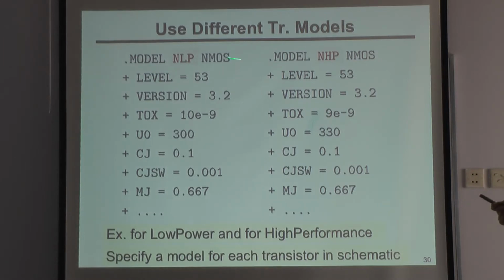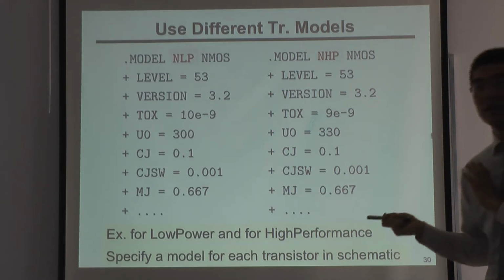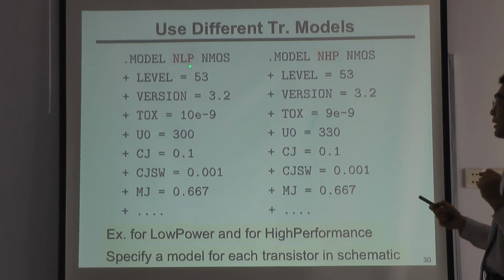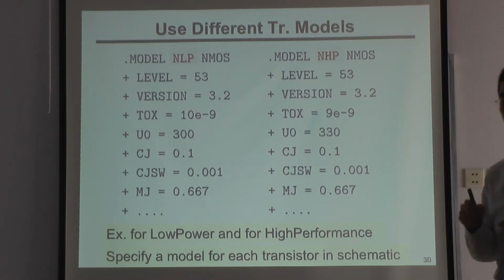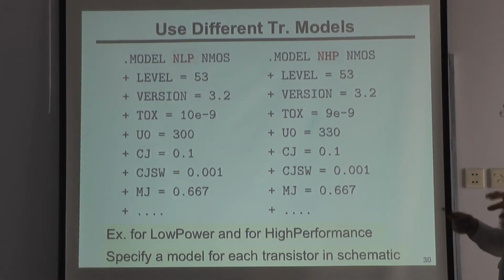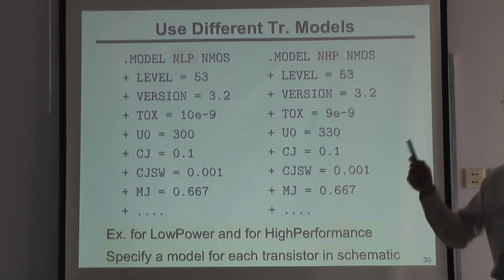Sometimes we have NLP and NHP. That means NMOS low power or NMOS high performance, with different parameter models. Of course, in this case, we have to use a different layout for each transistor. But sometimes many kinds of transistors are available, and in the low power blocks we use this model, and for high performance blocks we use this model, and we can combine them on the same chip.